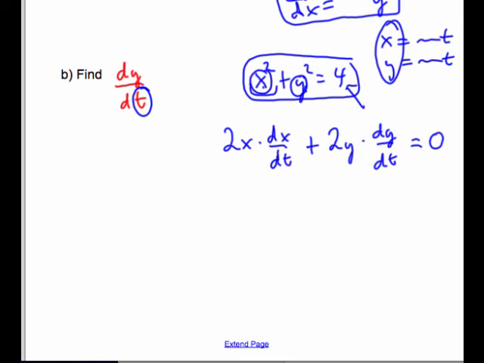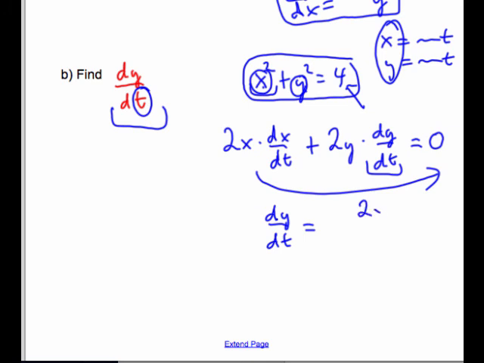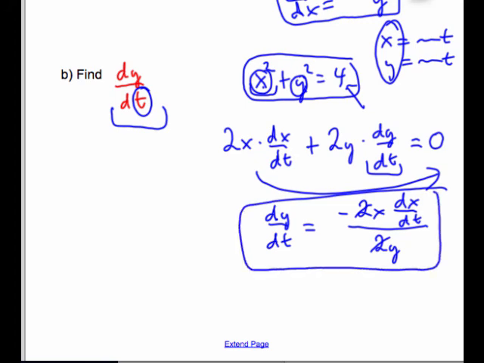And I was asked to calculate dy/dt, so if I isolate dy/dt by moving this to the other side, I'm going to end up getting dy/dt is negative 2x dx/dt divided by 2y, and then the 2's cancel out. So I have my derivative of y with respect to t, which is related to x, y, as well as the instantaneous rate of change of x with respect to t.